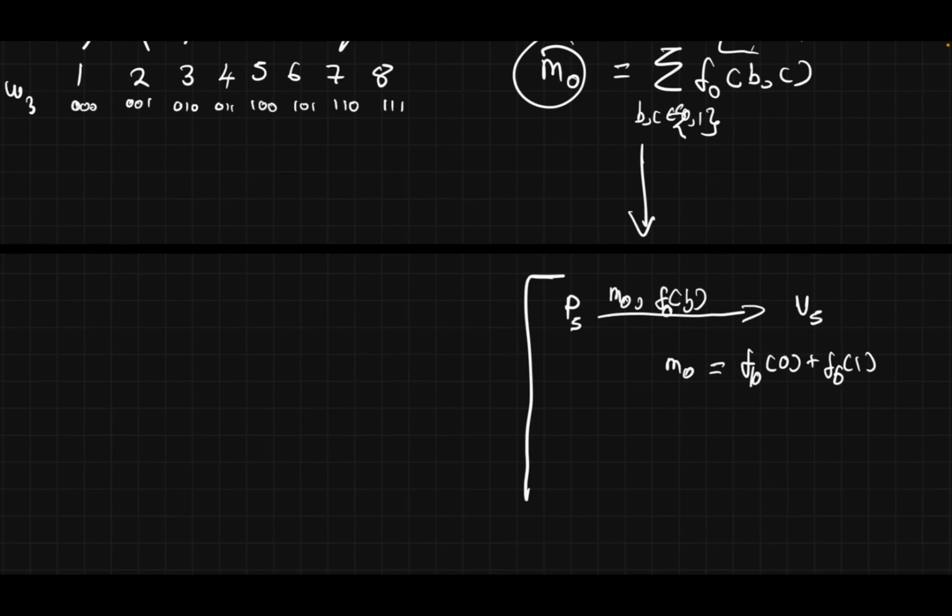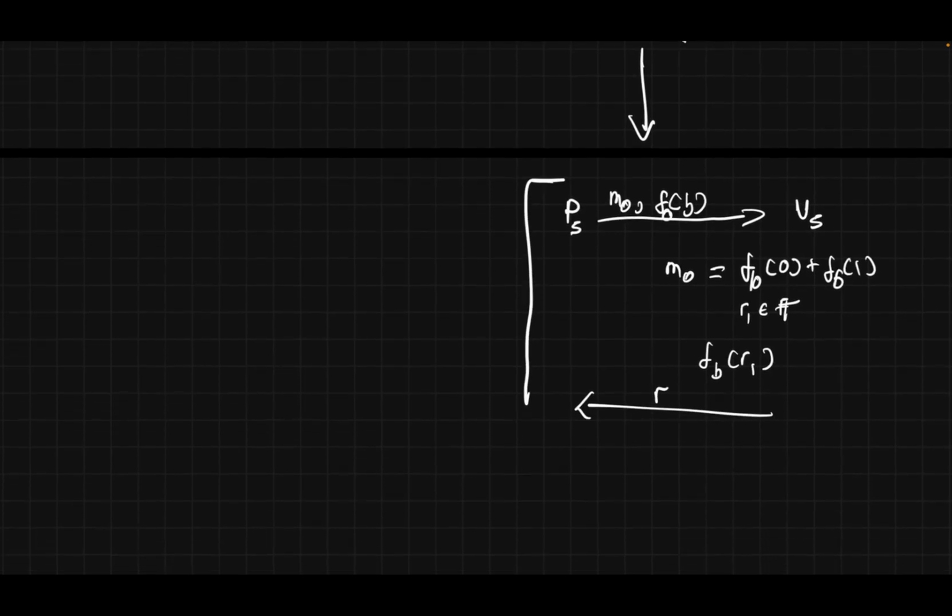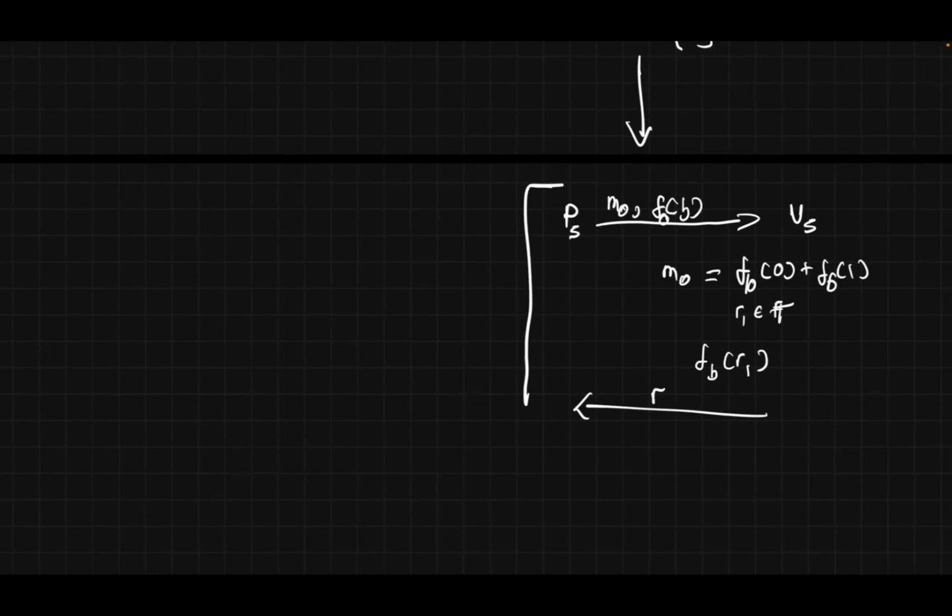So once this is done, the verifier will now sample a random number, right? Call it R1 from the field. And then it gets the next claim sum, right? Which is going to be F of B evaluated at R1. So this is going to be the claim sum for the next round. So it sends R to the prover. Then the prover is going to now evaluate that F of BC, but replace B with R1. Make sense?